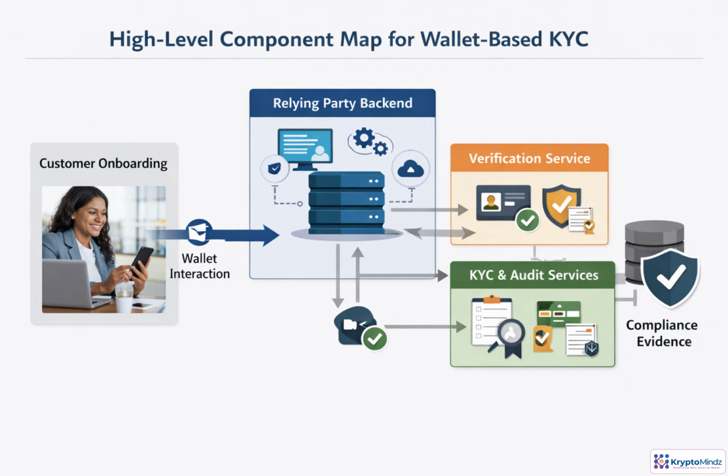Think of wallet-based KYC as a relay race. The onboarding channel talks to the customer, collects their consent, and captures the wallet response. The relying party backend coordinates everything. It sends the presentation request, receives wallet data, and calls downstream services. The verifier confirms credentials and trust chains. Then KYC and audit services apply rules, record decisions, and produce evidence. Clear separation of these roles prevents brittle integrations and makes compliance and troubleshooting far easier.